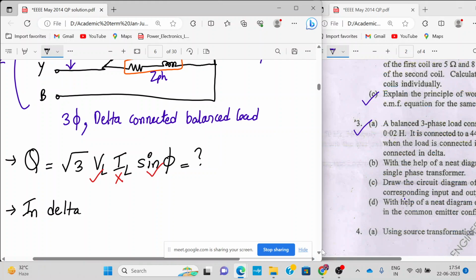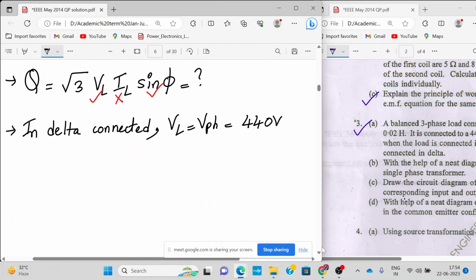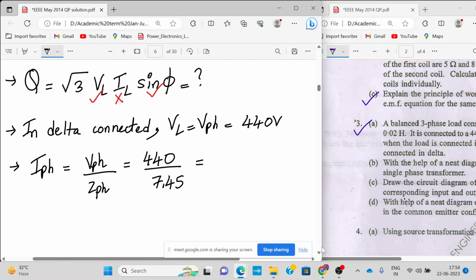Okay. In a delta connection, your line voltage is equal to phase voltage. This you remember. In a star connection, line current was equal to phase current, but here line current is not equal to phase current. And what will be I phase given by over here in this case? V phase divided by Z phase. So here V phase is 440, Z phase we have calculated 7.45. It will come out to be 59.06 ampere. Please calculate this number, cross check it.